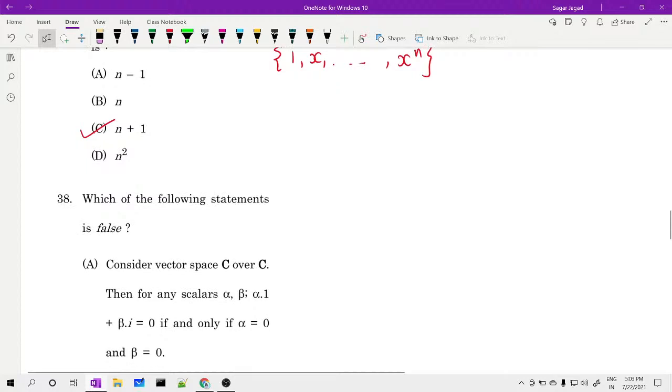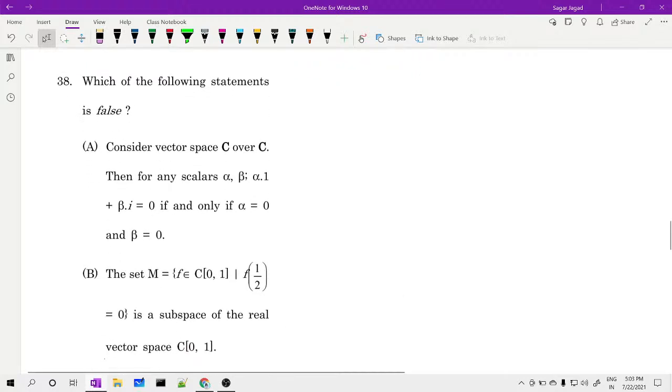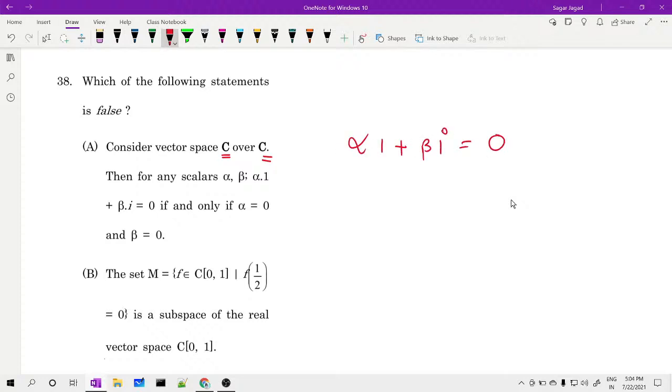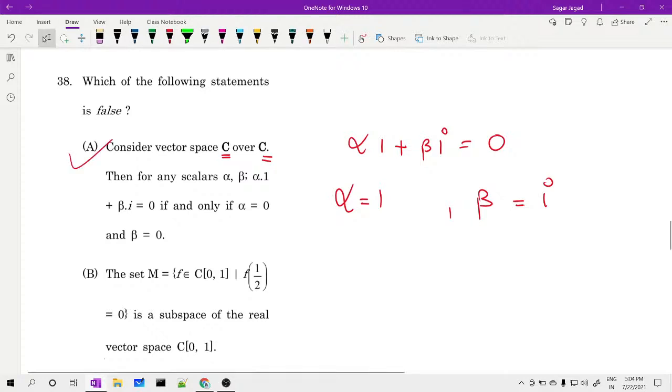Which of the following is false? Okay, let's see the first statement. Vector space C over C. Wow, this is something interesting. Vector space C over C, then for any scalars, alpha times 1 plus beta times i equals 0 if and only if alpha is equal to 0. No, if you observe, I have alpha times 1 plus beta times i equal to 0. If I choose a different value, it still satisfies that equation. It's still satisfying that equation. Hence, this is false. It was so easy.